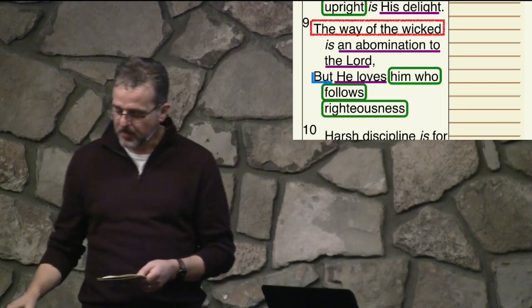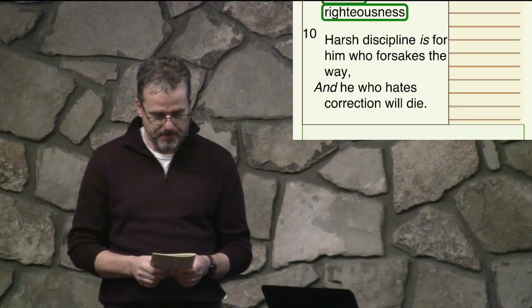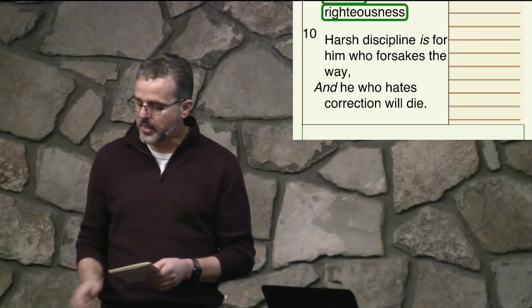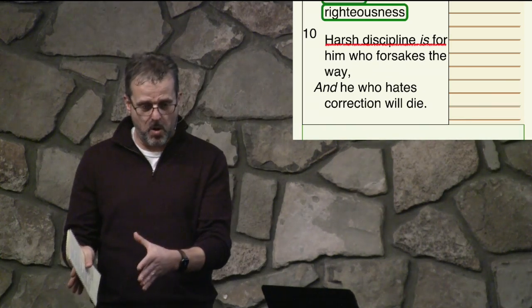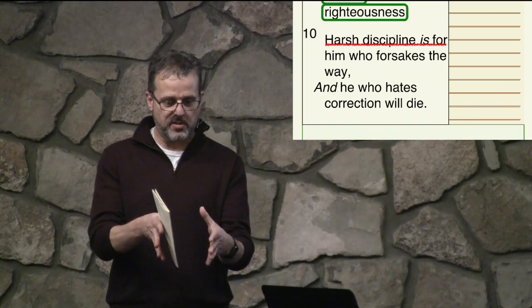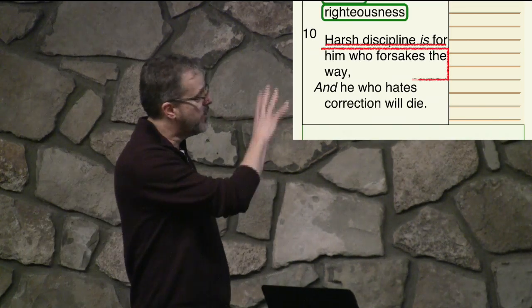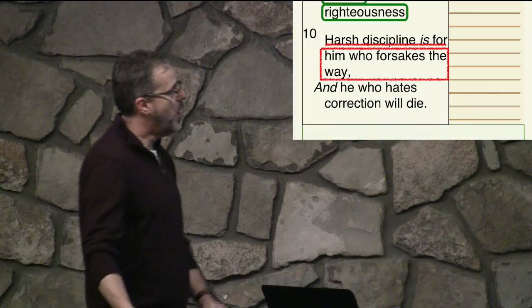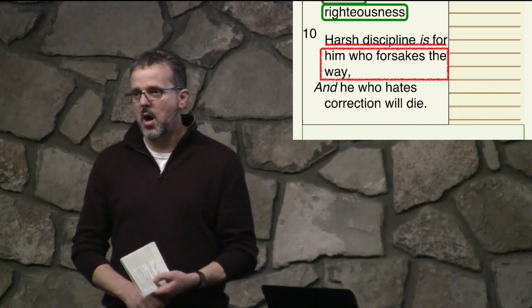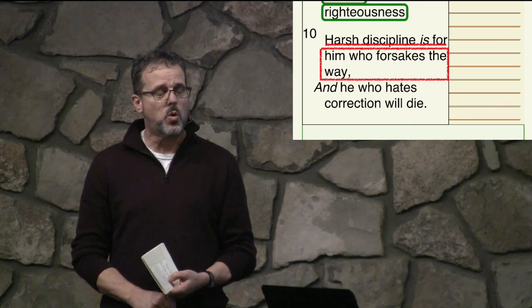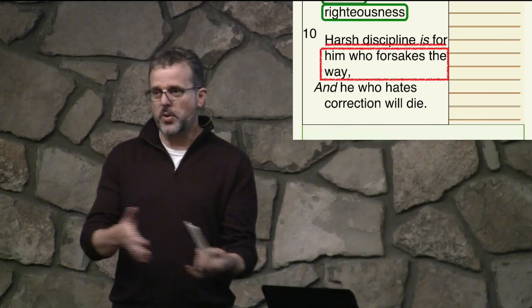All right. Verse 10. Harsh discipline is for him who forsakes the way, and he who hates correction will die. Harsh discipline, that's what's going to be there. Because someone's doing wrong, what needs to happen in that person's life is discipline. It needs to happen because he's the one who forsakes the right way, going into the wrong way. And there's need of correction. There's need of discipline. And God works that sometimes, but there's an absolute need for someone to be corrected and shown that they're going the wrong way.